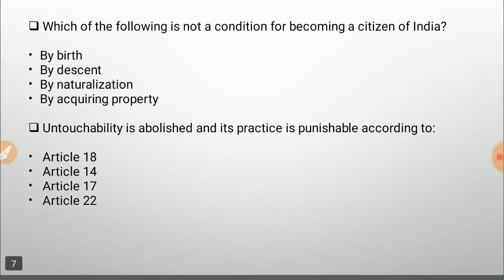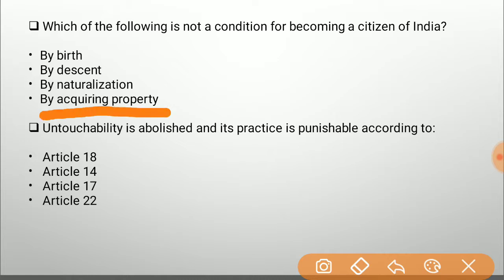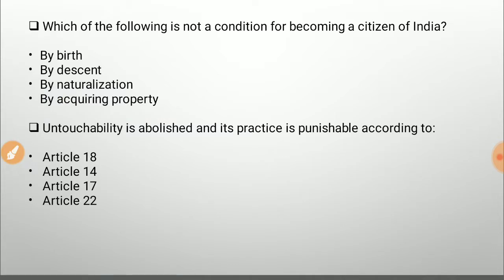Which of the following is not a condition for becoming a citizen of India? By birth, by descent, by naturalization, by acquiring property. By birth, yes, it's possible. By descent, yes, it's possible, if either your father or mother were a citizen of India. By naturalization, yes, it takes 5 years approx. By acquiring property, no. Or it would have been too easy and anyone wanting to be a citizen would just have to buy property in India.